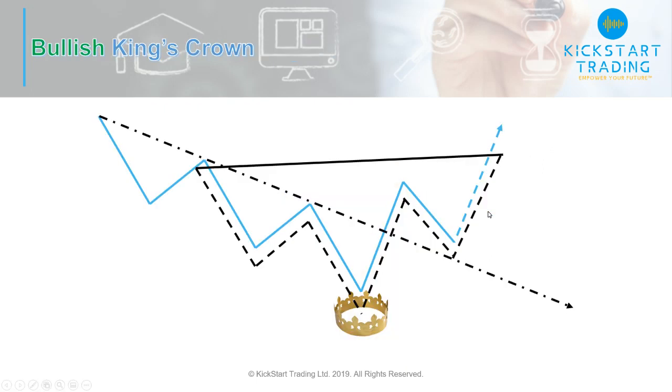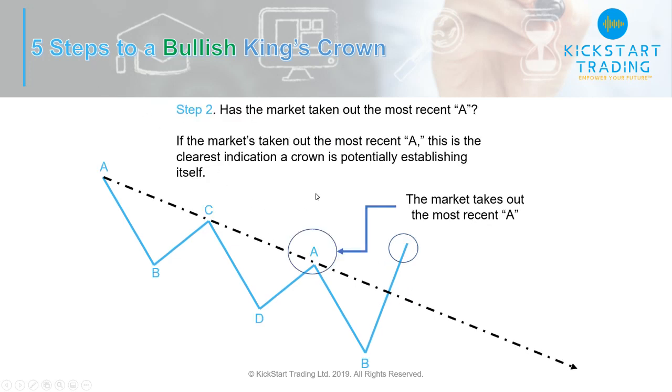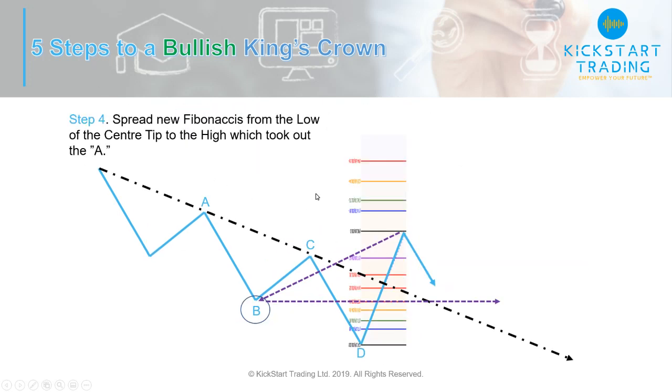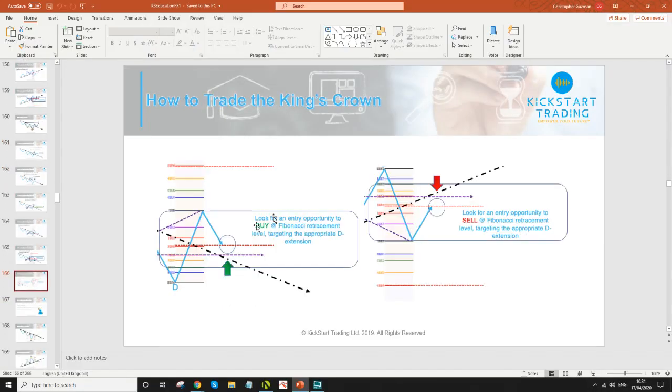And so those are the 5 steps to a crown. Of course, a bullish crown is exactly the same, just going in the opposite direction. And like I said, rather than looking to sell, we look to buy. Now, the example I'm going to show you in the live market here is a bull crown. It's a sub-bull crown, and I'll show you that.